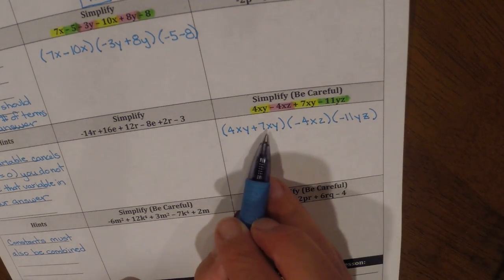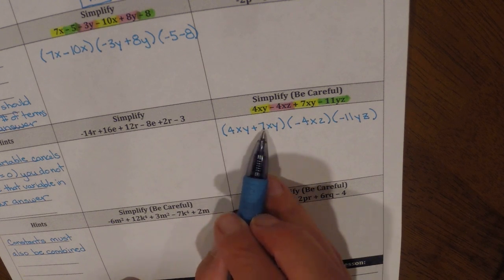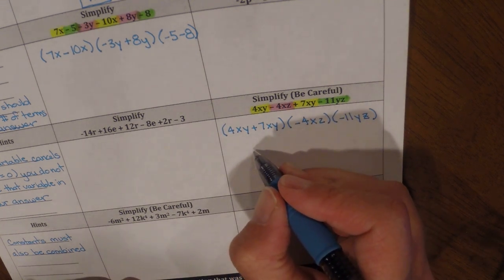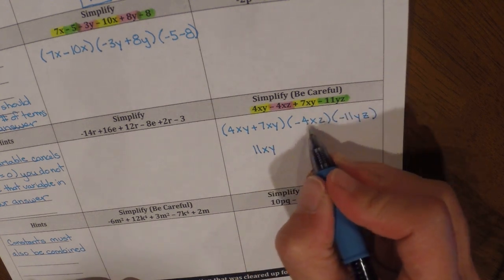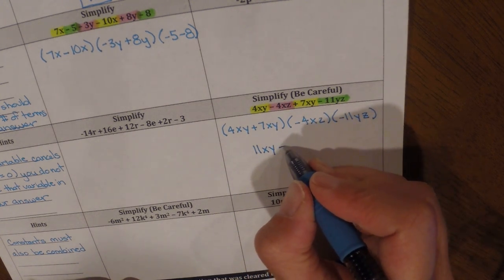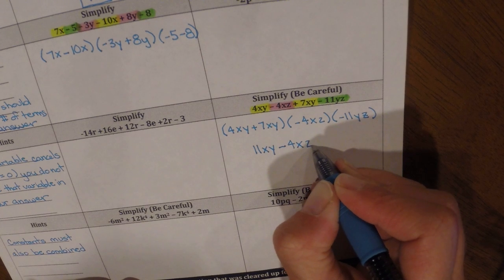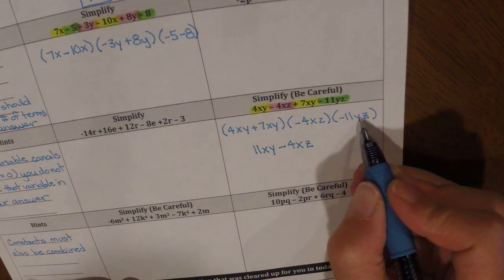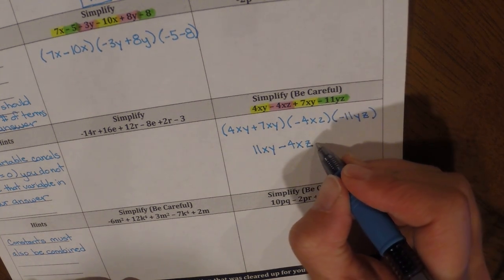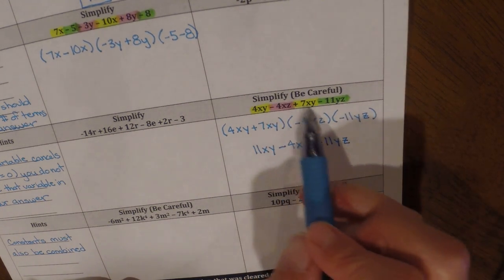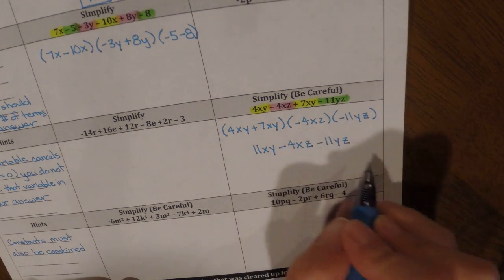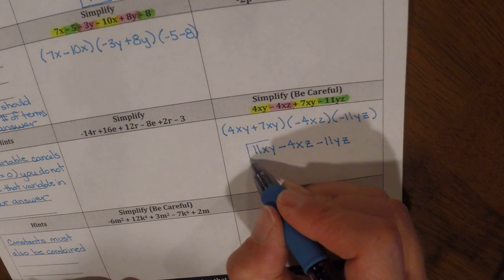So if we combine these two, 4 plus 7 is 11. So we would have 11xy. But then there's nothing to combine here. So we just put minus 4xz. And then over here, again, nothing to combine. So we would put minus 11yz. So just because it doesn't have something to match it with doesn't mean that it doesn't go in your answer.